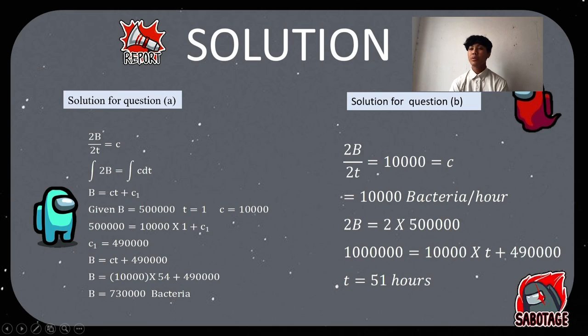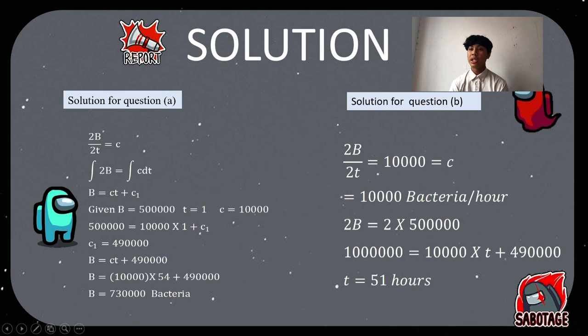Okay, in this question, we have two questions that were given. We need to solve question A first. We need to get the equation like this: dB/dt equal to c. And then we need to integrate. We will get B equal to ct plus c1. Given B equal to 500,000, t equal to 1, c equal to 10,000, and then we will get like this.